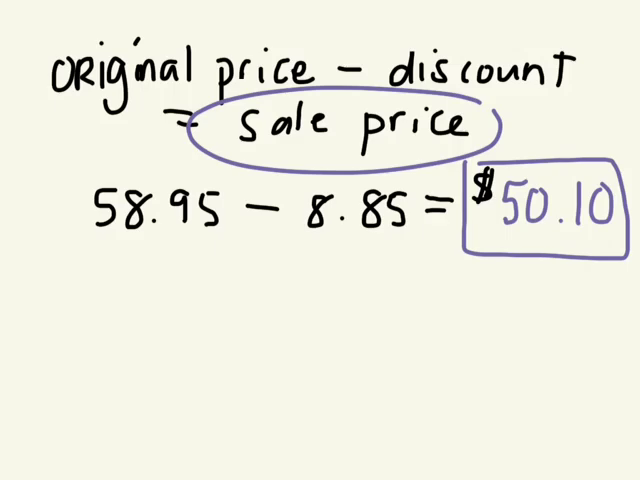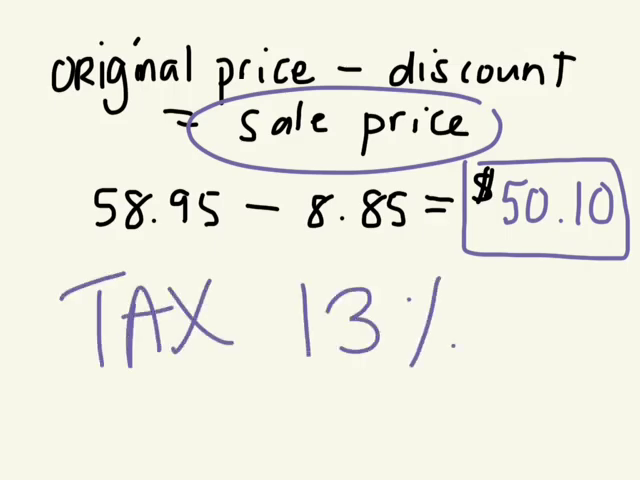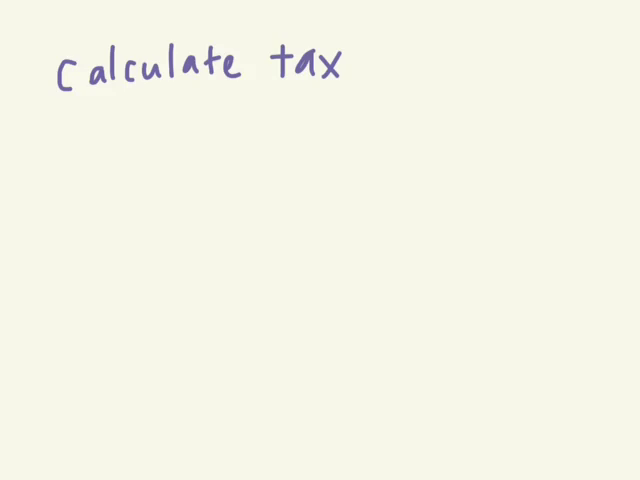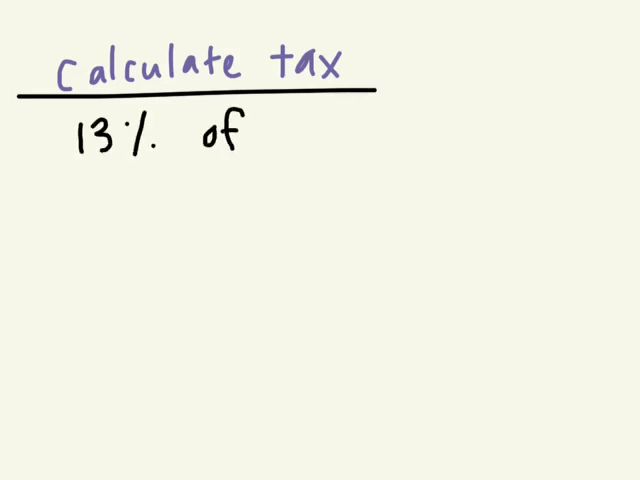If you went to the cashier to pay for this, is the cashier going to ask you for $50.10? Why not? We live in Ontario. We need to pay 13% tax. To calculate tax, first method is just to calculate the tax. I want to know how much tax am I paying on this item? Well, we know tax is 13%. I'm paying 13% of the sale price.